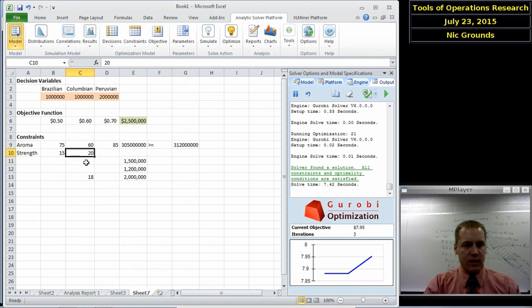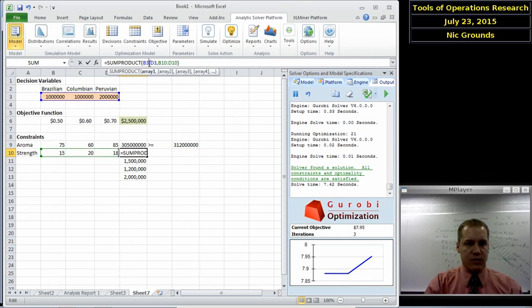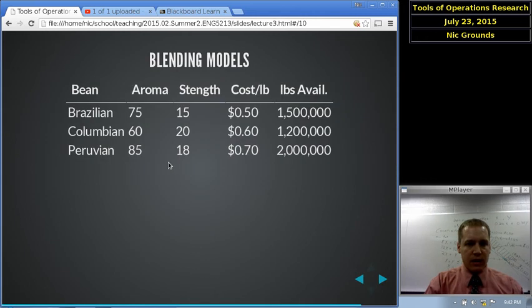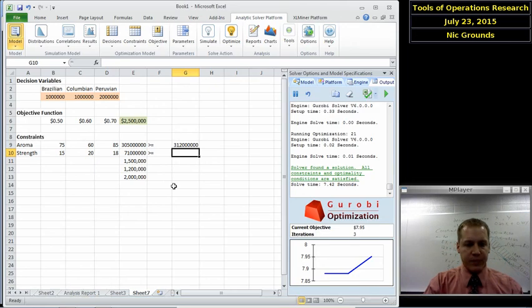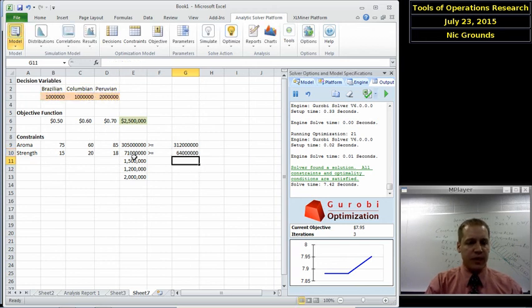Same thing. So our sum product. These multiplied by these. Let's make sure those are a minimum amount. I don't remember what the, let's see, minimum strength of 16. Okay. So this side is 16 times the sum. You could add them all together if you wanted to. I'm just going to use the sum function, sum of those. Okay.